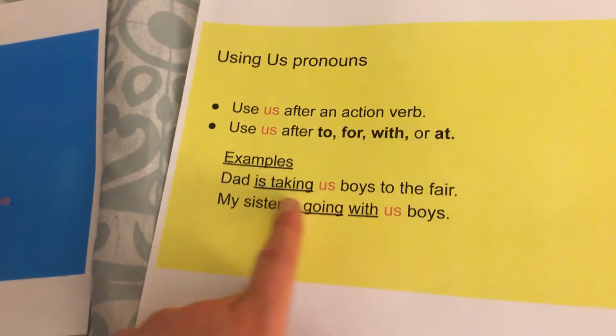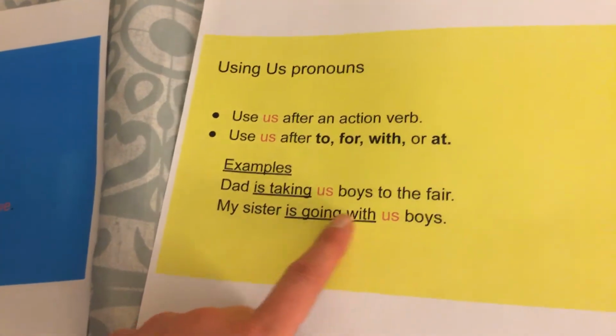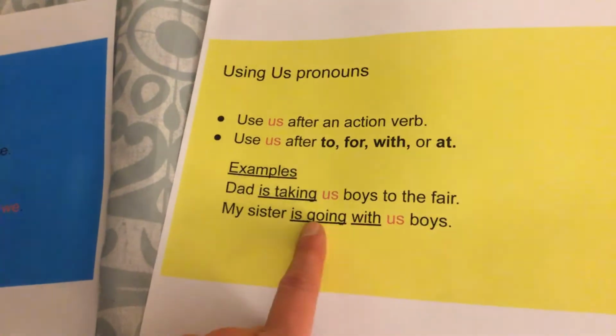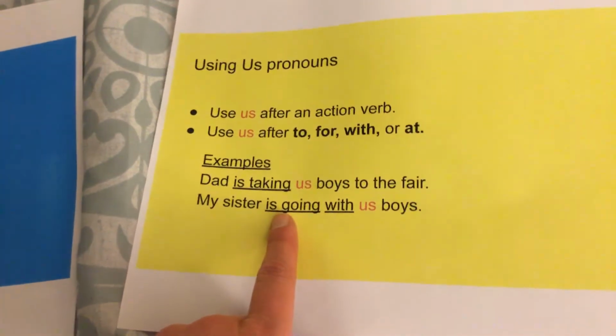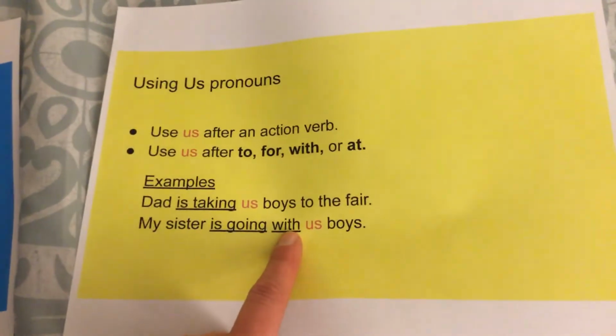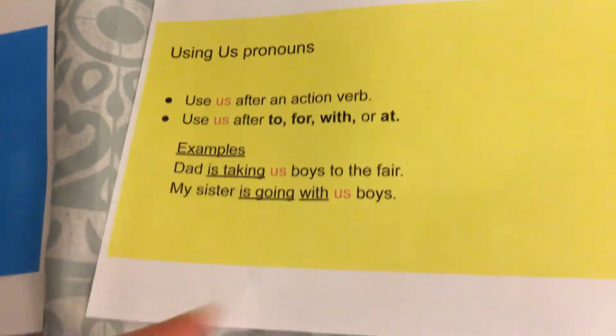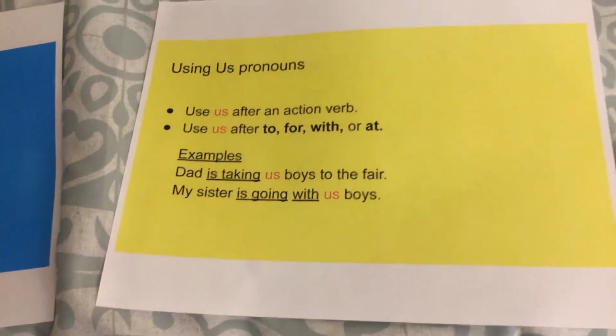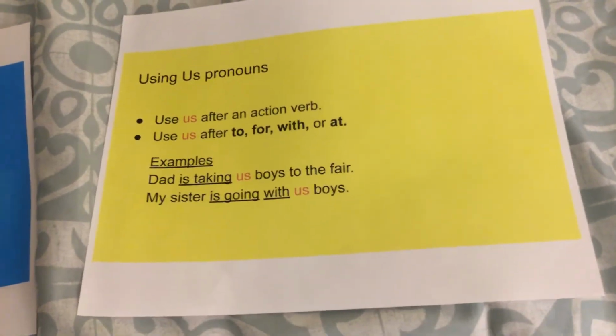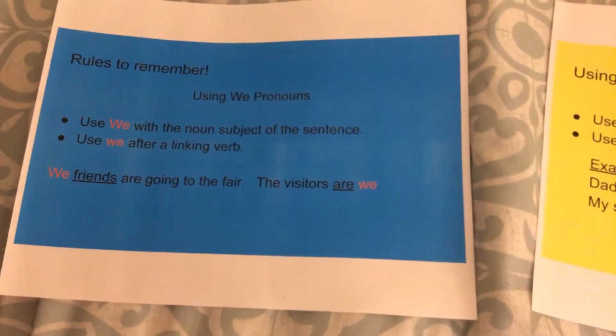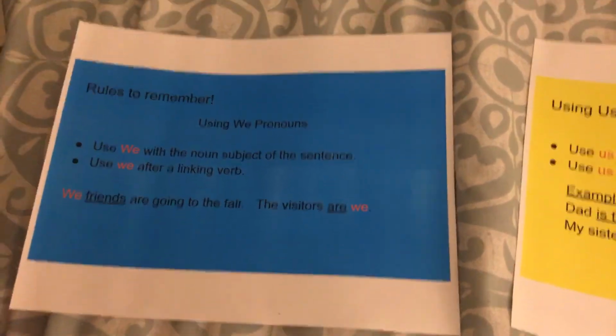There it is. My sister is going with us boys. Is going is also an action verb. And with is one of the words that we always use us after. So when we do these assignments today, I want you to remember this yellow sheet and this blue sheet and refer to them if you get confused. Let's do some practice now.